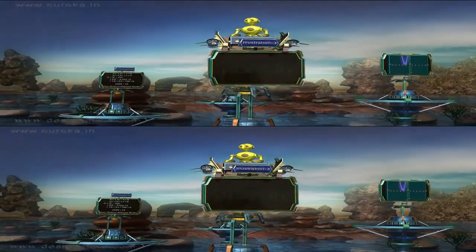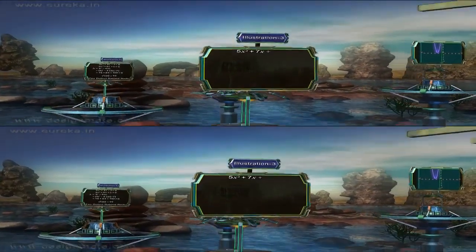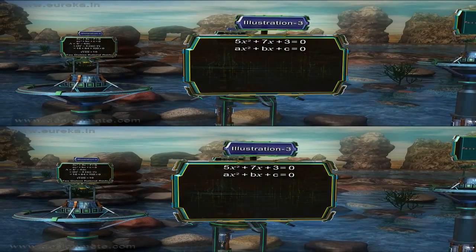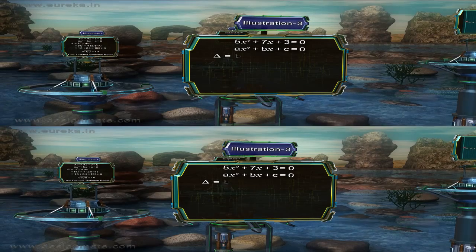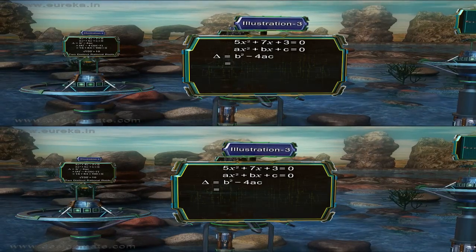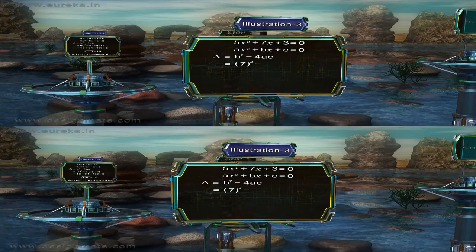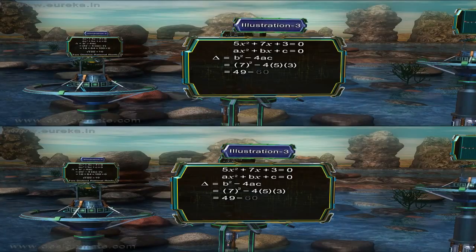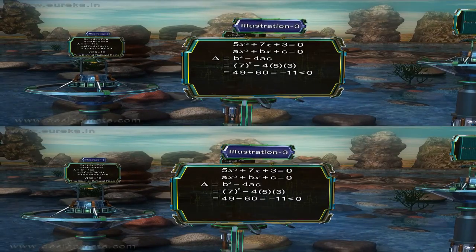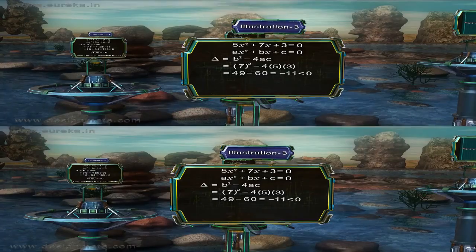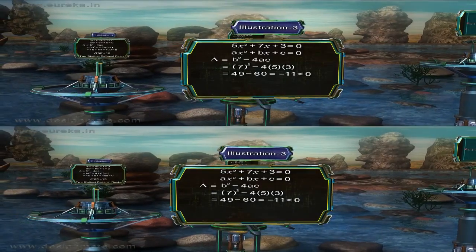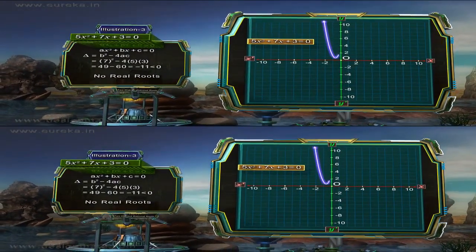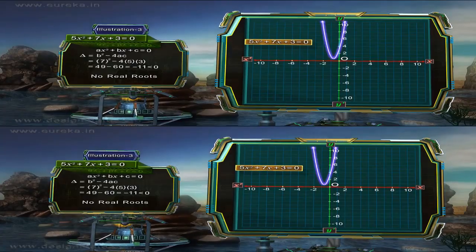Let us consider another quadratic equation. 5x square plus 7x plus 3 equals 0. Once again, we calculate the discriminant. Delta is equal to b square minus 4ac equals 7 square minus 4 into 5 into 3 is equal to 49 minus 60 equals minus 11, which is less than 0. It indicates that this quadratic equation does not have any real roots. So the graph of this quadratic function does not intersect the x-axis at all.